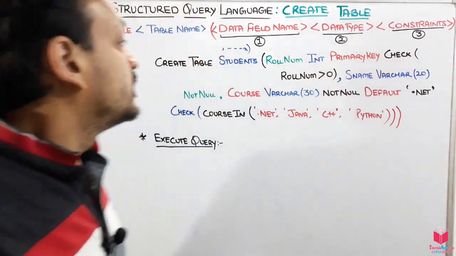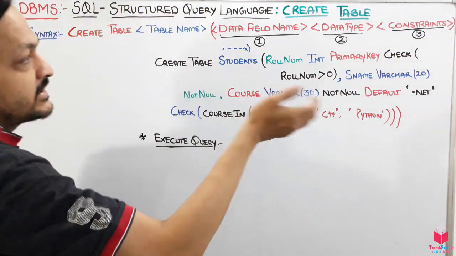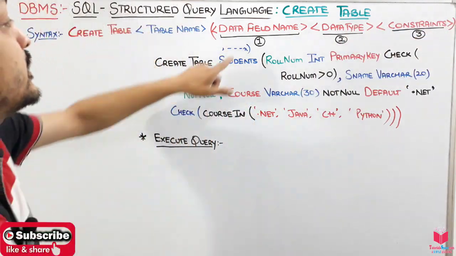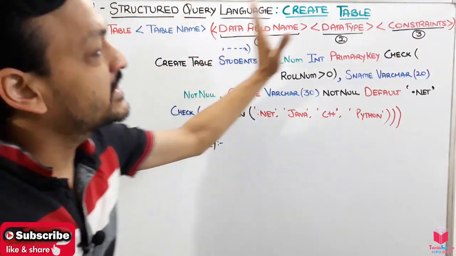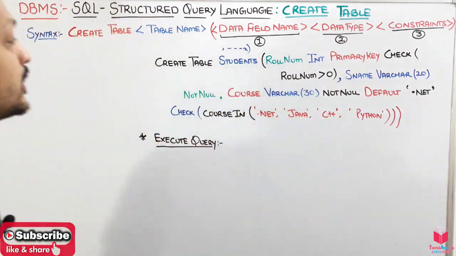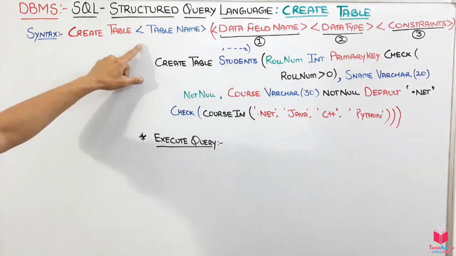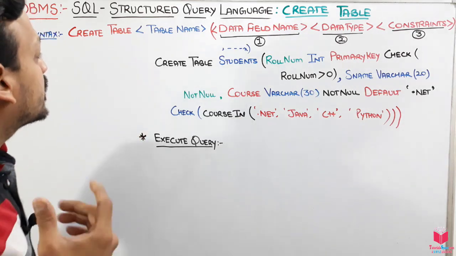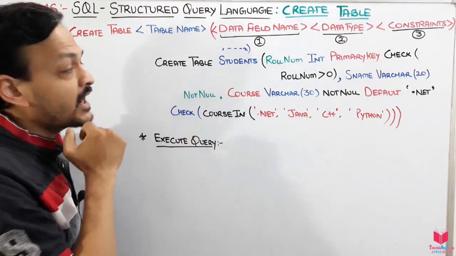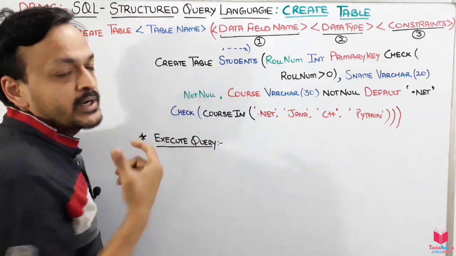Now, like this we can create many fields under that in the same way. This will complete your whole query. Now see, this is the main query, create table. Then I have given a table name, that is students.